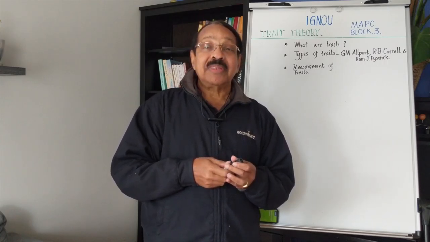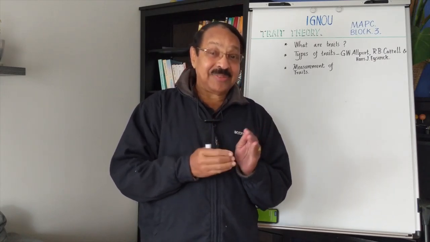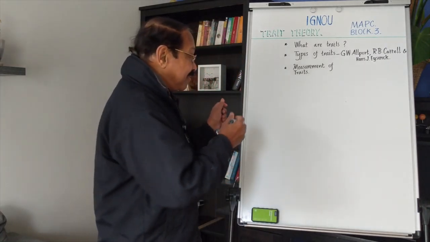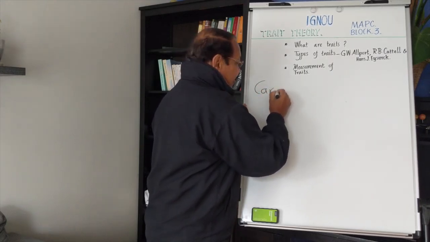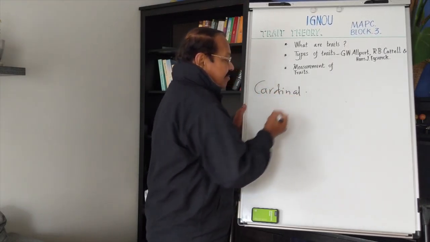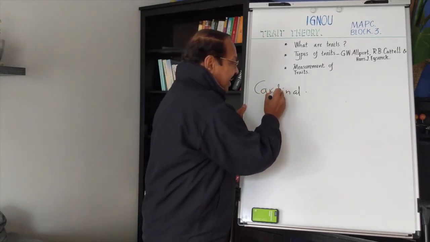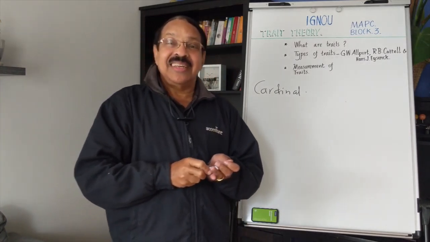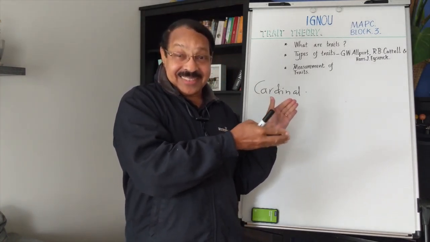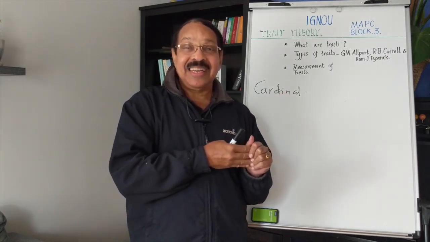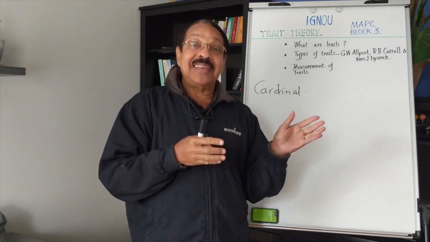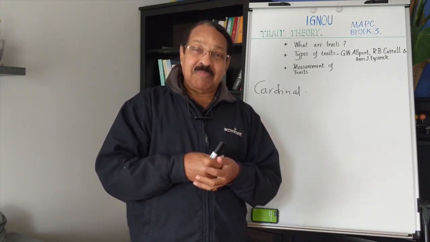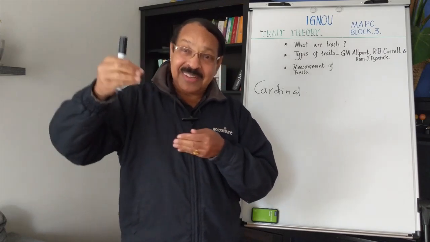Allport classified traits into three. First one he calls cardinal traits. Cardinal traits. See, not every person shares this. Only a few persons have these cardinal traits. Cardinal traits means a person is representing that character.